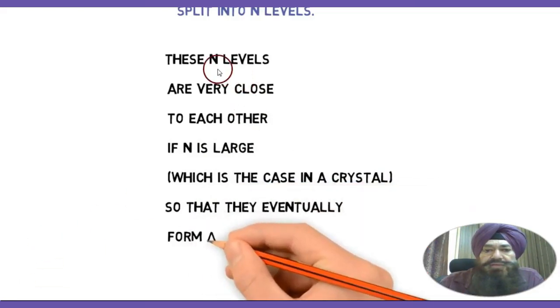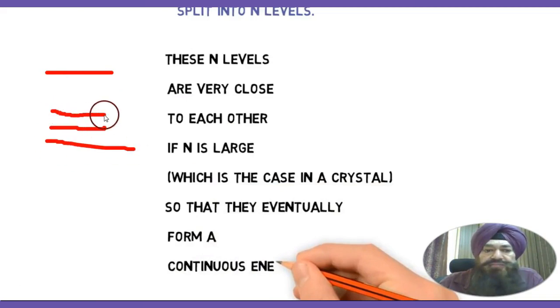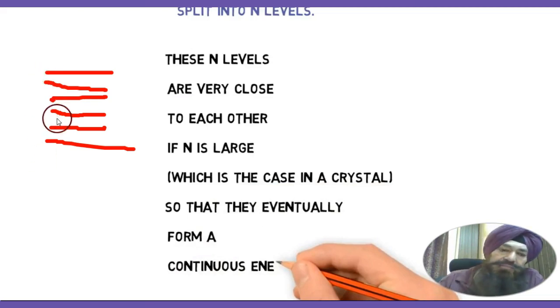Now these n levels are very close to each other, and if n is very large, then instead of a few levels we have splitting like this. Like 1.7, 1.8, 1.9, 2, 2.1, 2.2. I'm just taking an example. Actually, there is not much change in energy. The energy difference is too small.